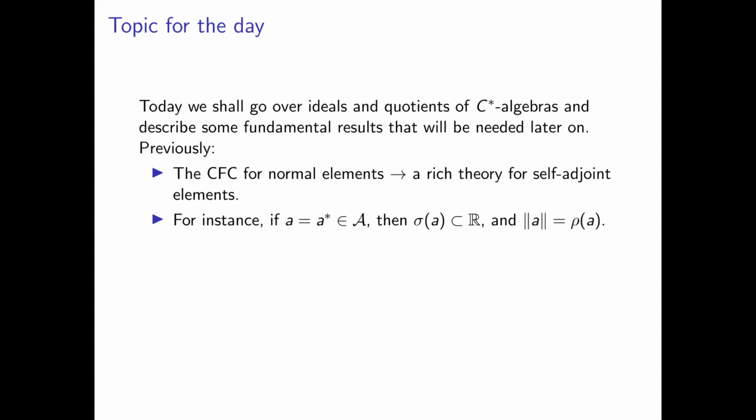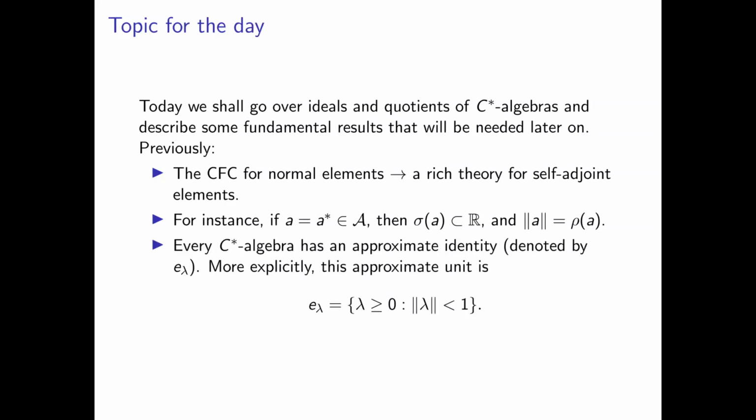In particular, if the self-adjoint elements were positive, meaning that their spectrum was contained in the set of non-negative real numbers, then you can do a lot more. So then you could talk about how these positive elements correspond very well to the notion of positive numbers in the complex plane. And we used all this to prove that every C-star algebra has an approximate identity.